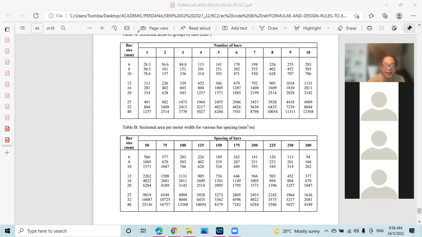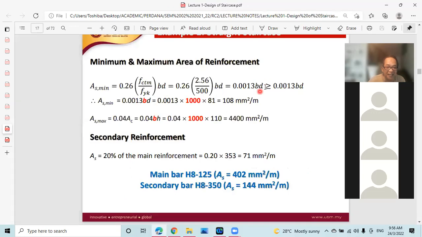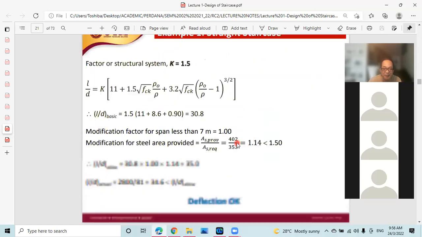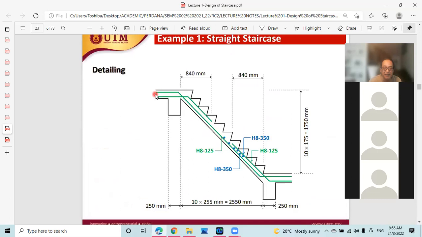Okay. So any question? Anything that you would like to discuss based on our discussion today? We have not finished yet. The first example, slow and steady. Yeah. And from that reinforcement, we get this.